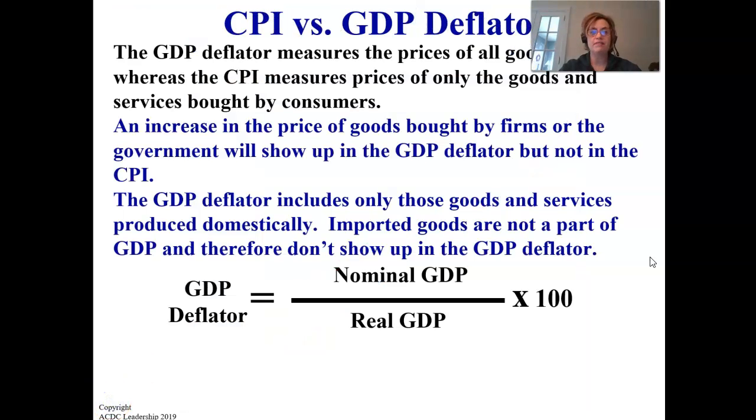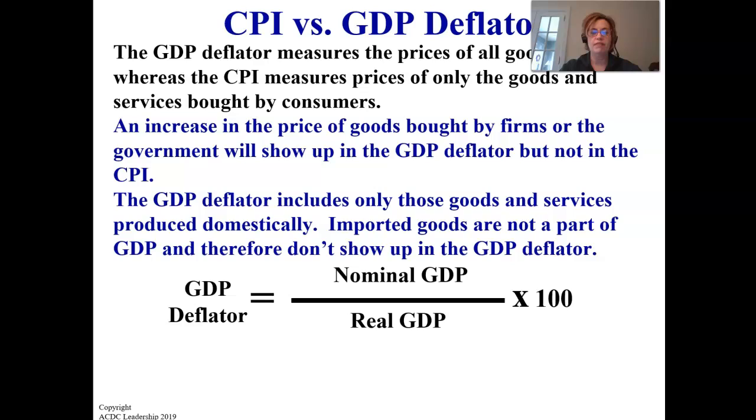The GDP deflator measures the price of all goods produced, whereas the CPI measures the prices of only the goods and services that are bought by consumers. So an increase in the price of goods bought by firms or the government will show up in the GDP deflator, but not in the CPI.